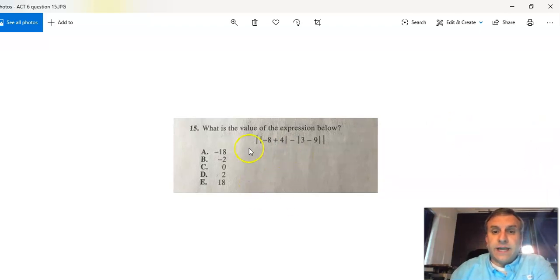This is a calculator problem. You have absolute value inside of absolute value. Do each absolute value, then do the big one. The calculator does all the work.